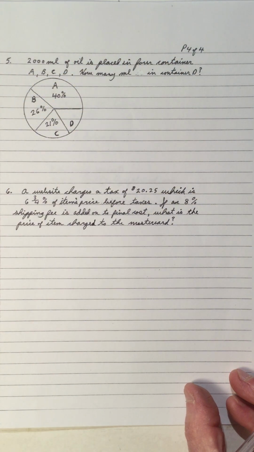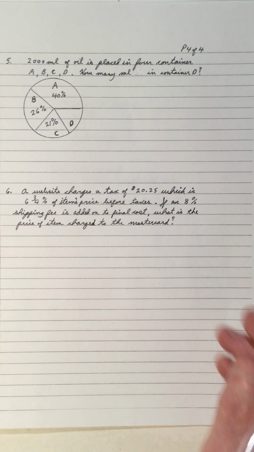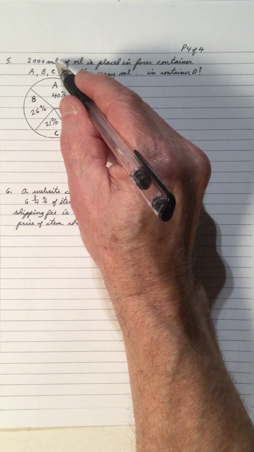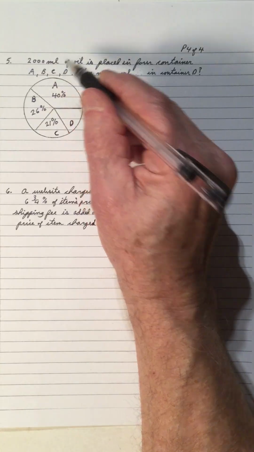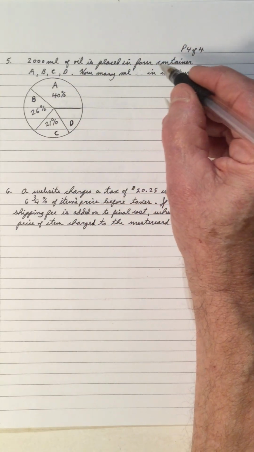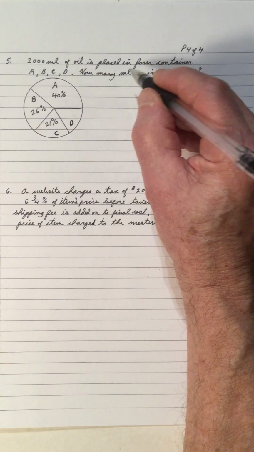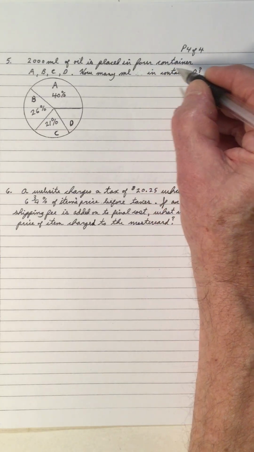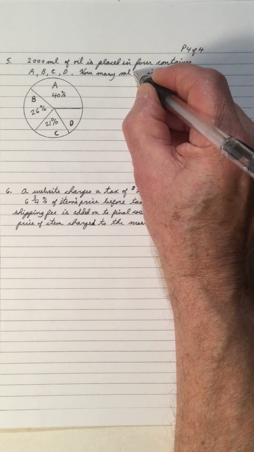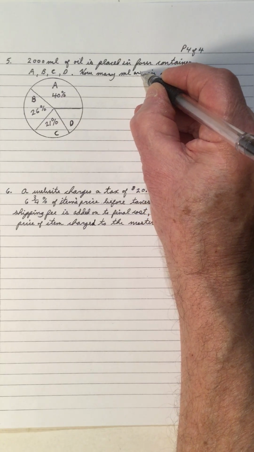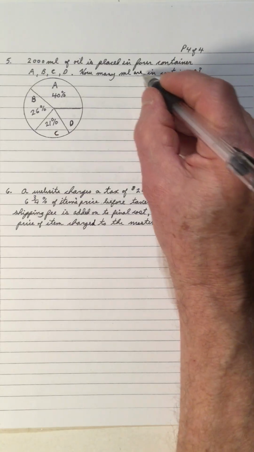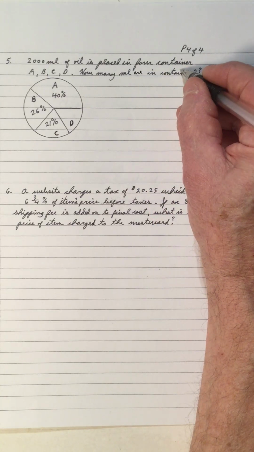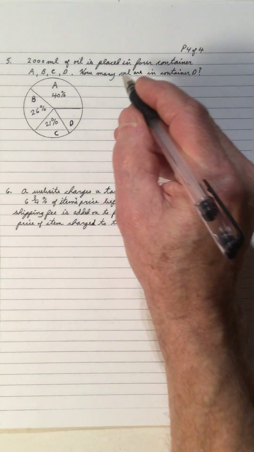And we have a couple more to do to finish this percentage unit as a review. Number 5, 2,000 milliliters of oil is placed in 4 containers, A, B, C, and D. How many milliliters are in tank D? I had it rubbed out, I had an is, so that should be an R there. I rubbed it out and forgot to put R in.